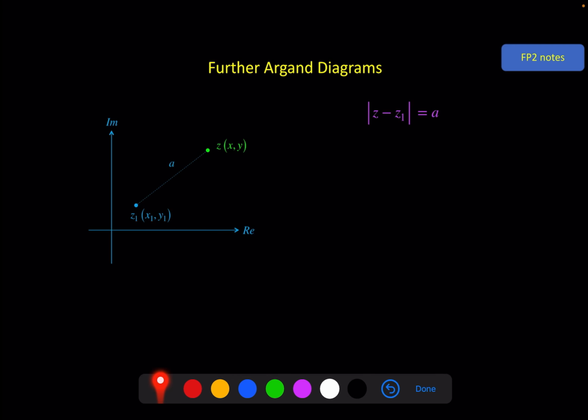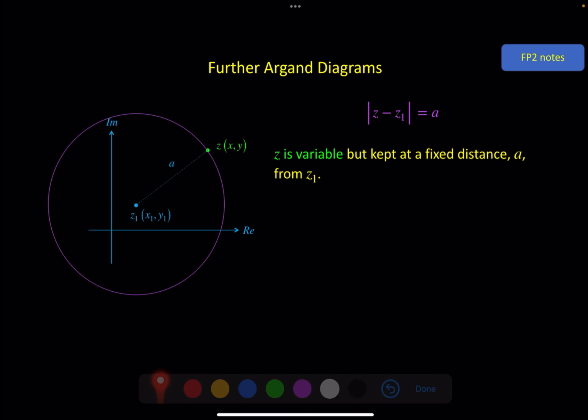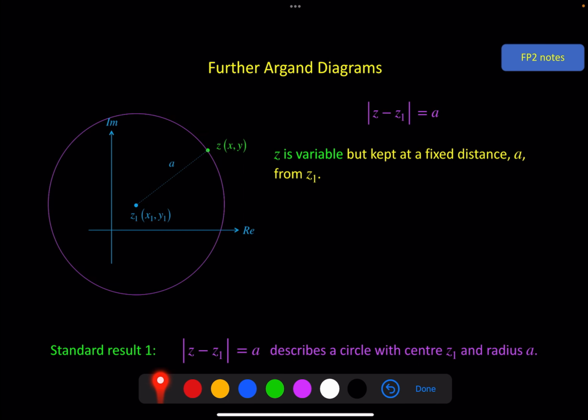And I hope from our starter you will already have in your mind that what this will give you is a circle of radius A and center Z1. So Z is variable, but it's kept at a fixed distance from this point here. That's what this statement means. So our first standard result is this. You must remember this, that a locus of this type describes a circle with center, whatever this complex number is, and radius, whatever this constant is.